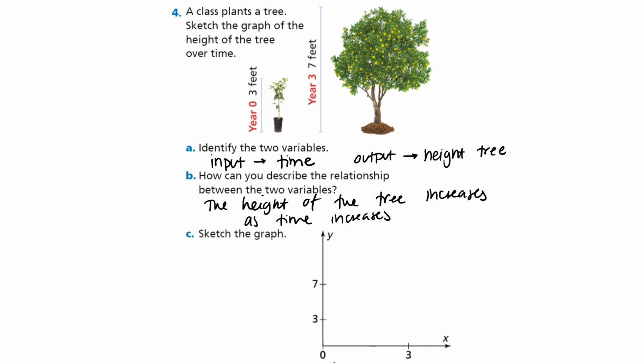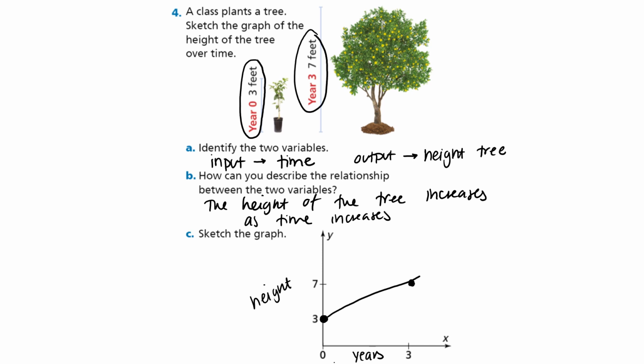And for part C, it says to sketch the graph. So we know at year 0, it's 3 feet. So if my years are across the bottom and my height is going up the y-axis, at year 0, my tree is 3 feet tall. At 3 years, my tree is 7 feet tall. That's my second piece of information. And then we can connect our dots to make our line.